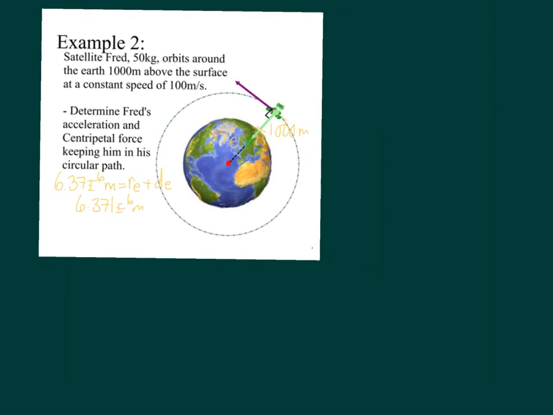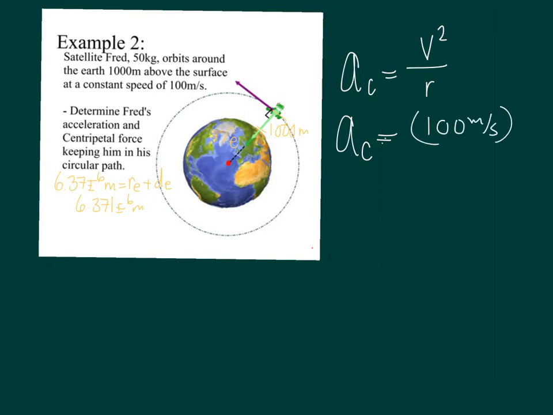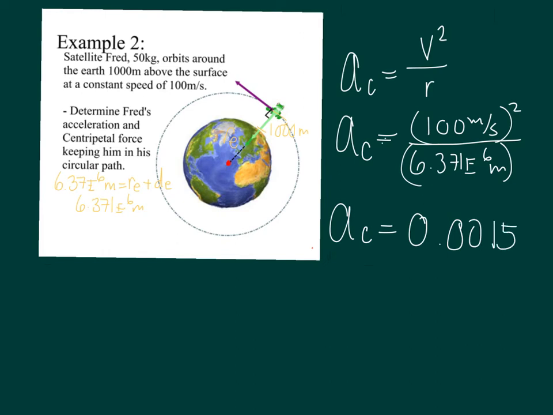Now, we need to determine the acceleration of satellite Freddy. Speed of Freddy is 100 meters per second, that's going to be squared, over that total radius from the center of the Earth, 6.371 times 10 to the 6 meters. Make sure you use parentheses when you're calculating. So you should pause and calculate the acceleration. You should have gotten 0.00157 meters per second squared.